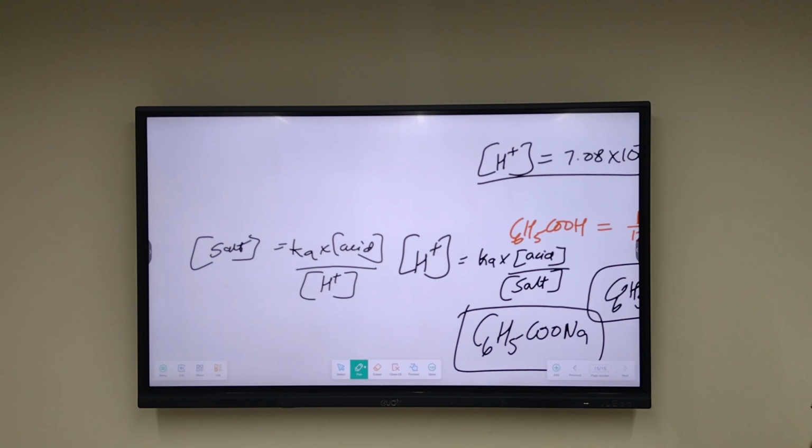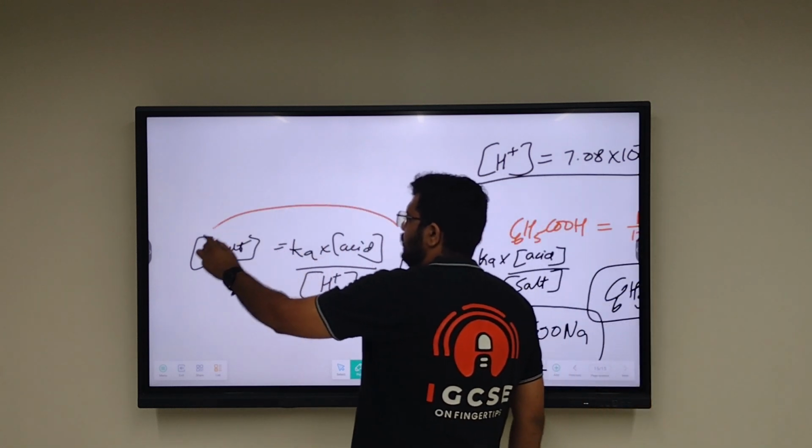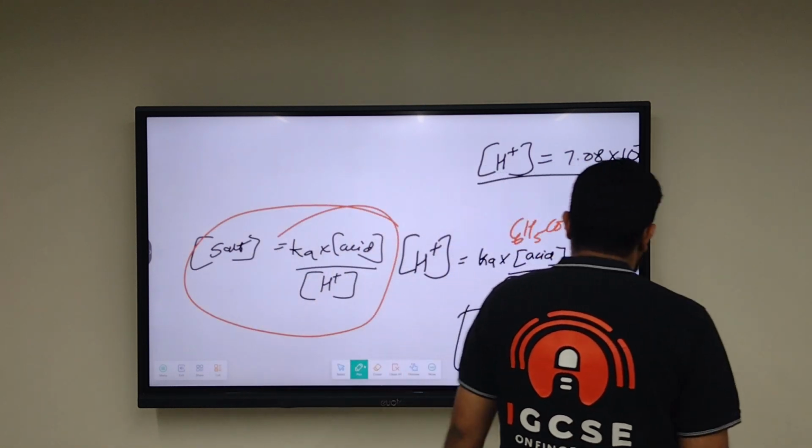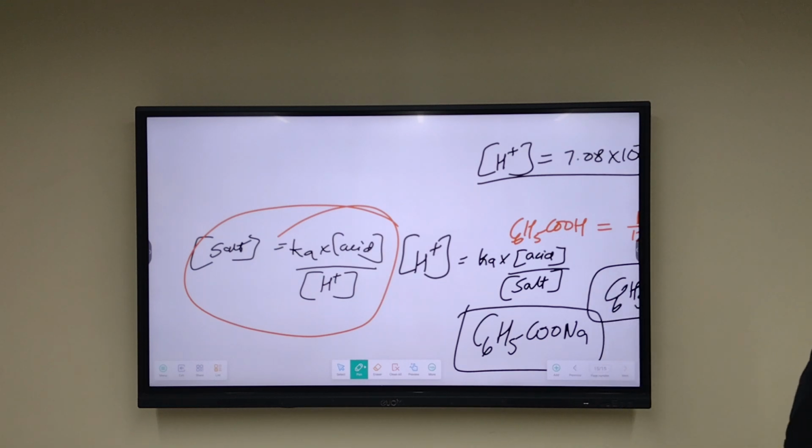So H plus into acid, and Ka is 6.31 into 10 power minus 5. This equation will give you the answer, divided by 8.2 into 10 to the power minus 3. Good. Now let's go to the next type of sums.